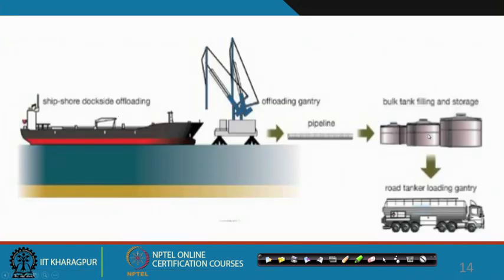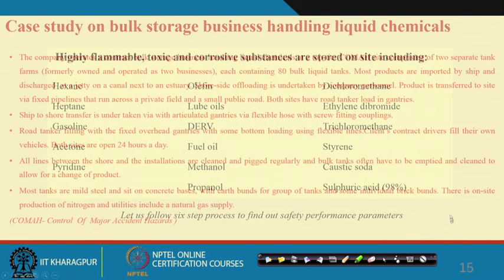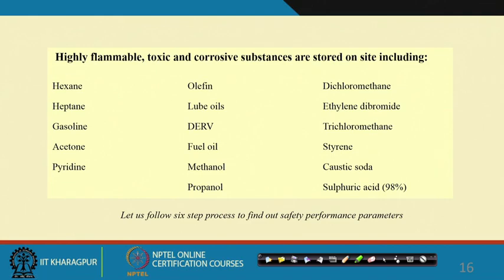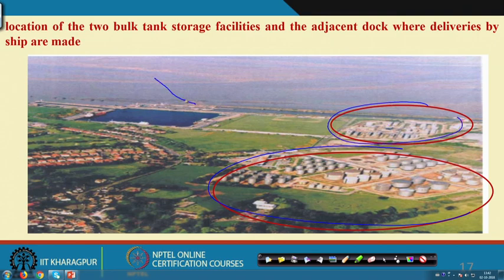So, this is the ship, and these are the bulk tankers. It is unloaded into the bulk tanks. From there, it will go to the road tanker. This is the pipeline. What materials are they handling? They are handling very, very hazardous materials: hexane, heptane, gasoline, all these things. So, these are the bulk tankers. There are two sides, this is one side and this is the other side. The ship will come here, and from here the pipes will take it to the bulk tankers.